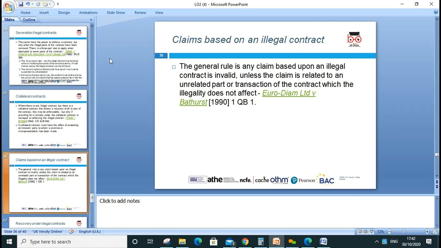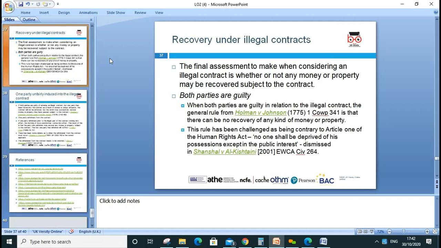Claims based on the illegal contract, of course, can't be recovered under the illegal contract. Recovery: the final assessment to make when considering an illegal contract is whether or not the money or the property may be recovered subject to the contract. Where both parties are guilty in relation to the illegal contract, like in Holman versus Johnson.